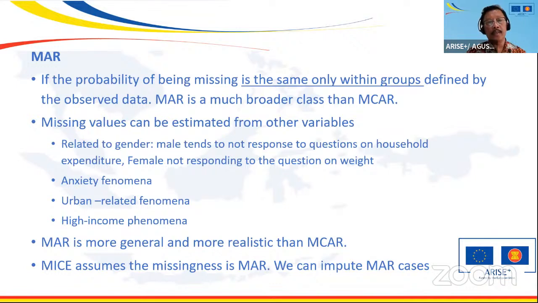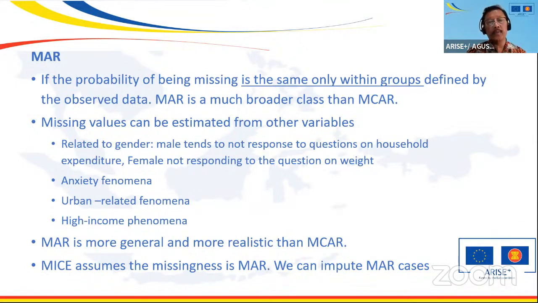I should also mention the MICE algorithm, which we'll talk about. MICE is multiple imputation by chained equations. This is the best algorithm, and I will also illustrate it to you. It assumes that the missingness is MAR.